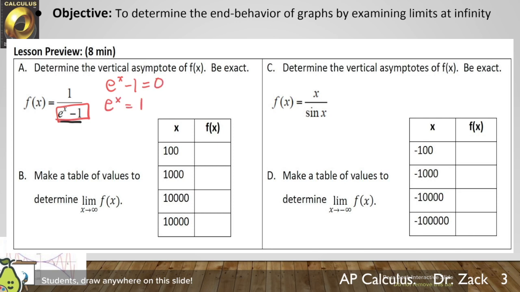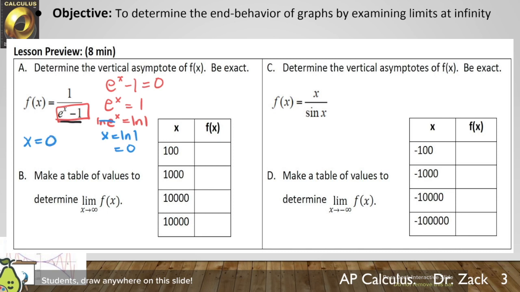And when you solve for x, you should remember that when you have e to the x equals 1, the inverse of your exponential function is your natural log. So the log and e cancel out. x equals the natural log of 1. But the natural log of 1 is just 0. So the vertical asymptote occurs where x is equal to 0.